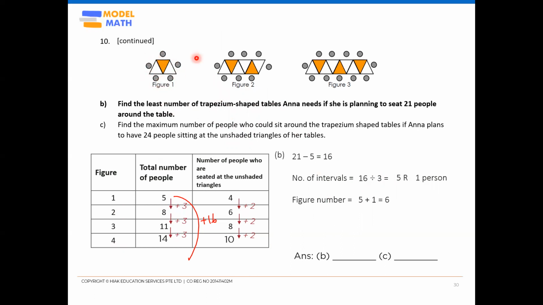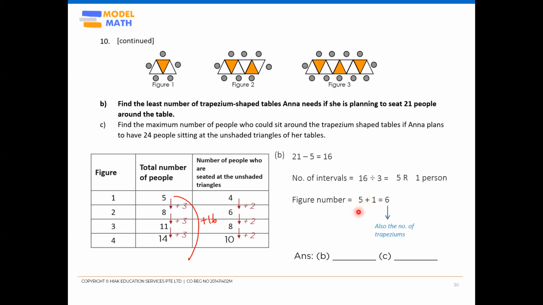Figure 1, there's 1 trapezium. Figure 2, there were 2 trapeziums. Figure 3, there were 3 trapeziums. So if I'm at figure 6, that would also mean 6 trapeziums. Okay? Now, be careful. Do not stop here.